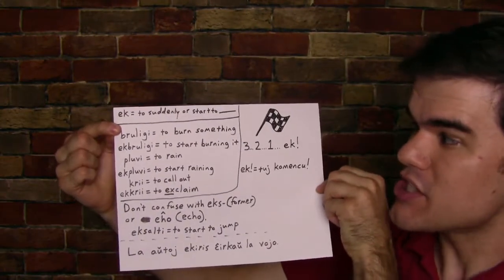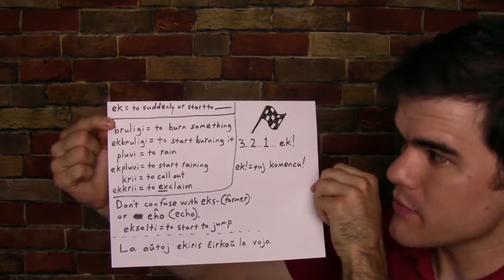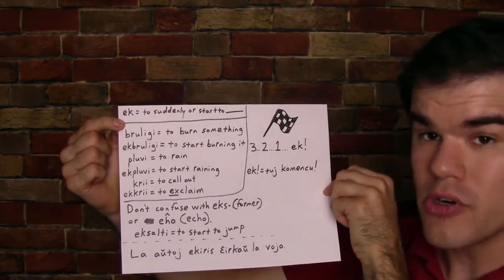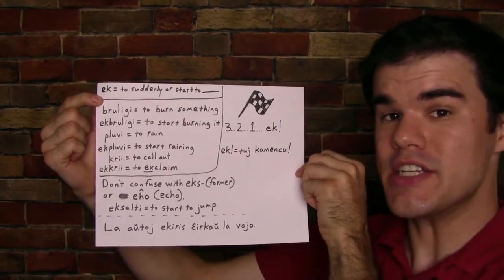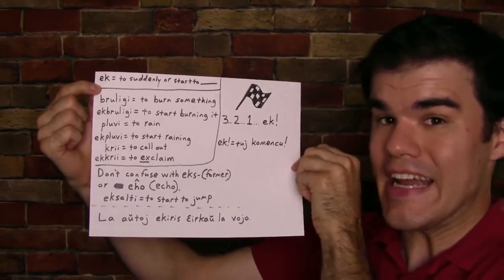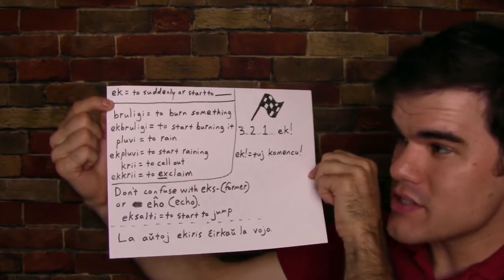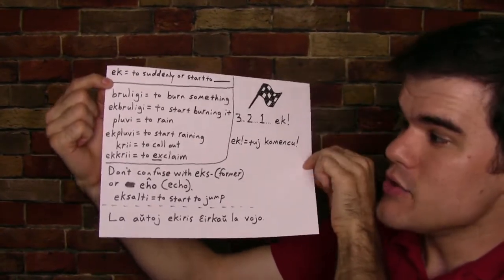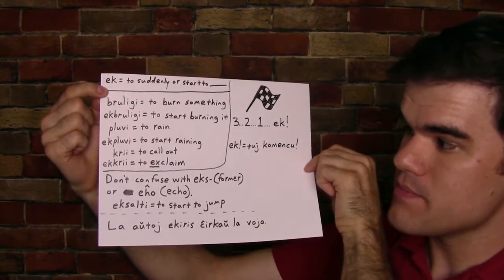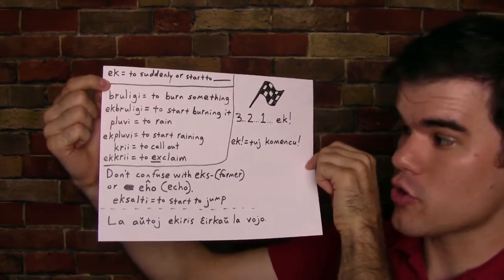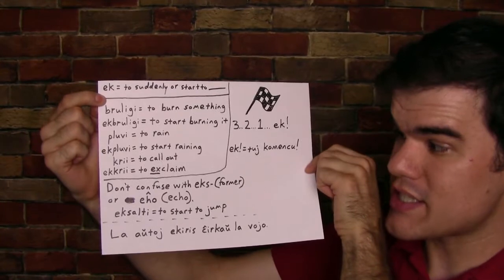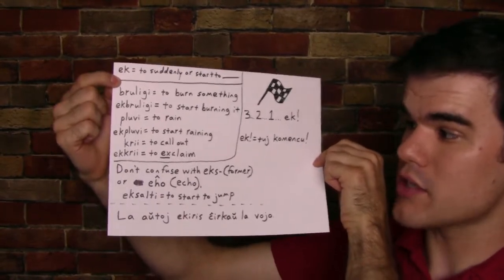Ek means to suddenly or to start to blank. Okay? So if bruligi is to burn something, then ek bruligi is to initially burn it, or to start burning, or to ignite it. Pluvi is to rain. But right at the beginning of that rain, right when it starts to break, you'd say it started raining. It ek pluvis. Krii is to call out, or to cry. Ek krii is to exclaim, to suddenly call out, or to begin to call out.